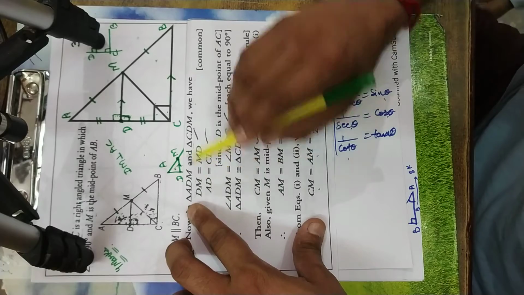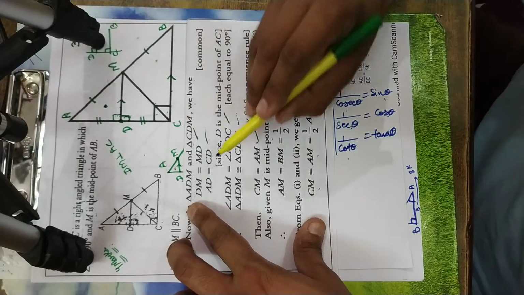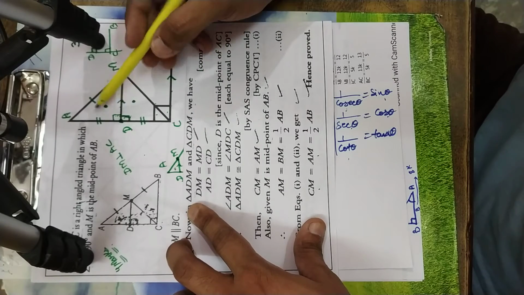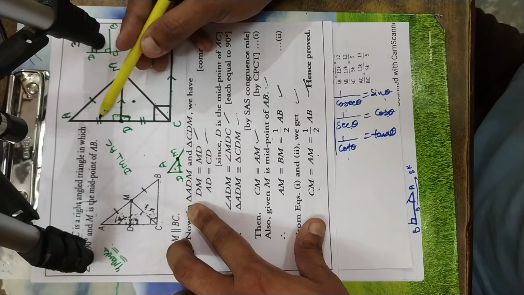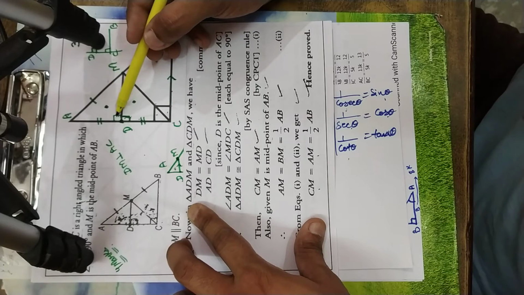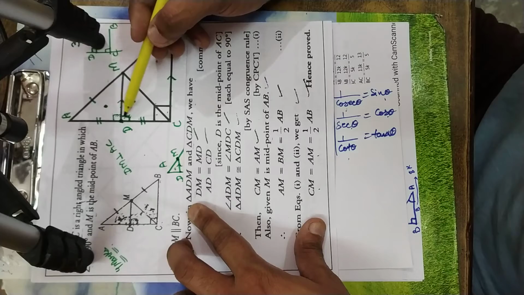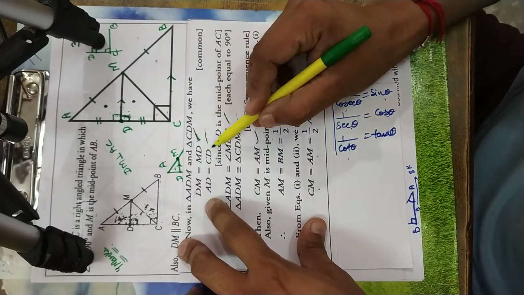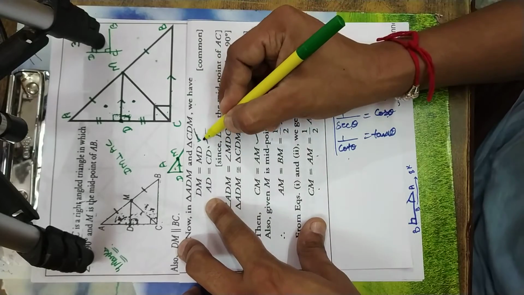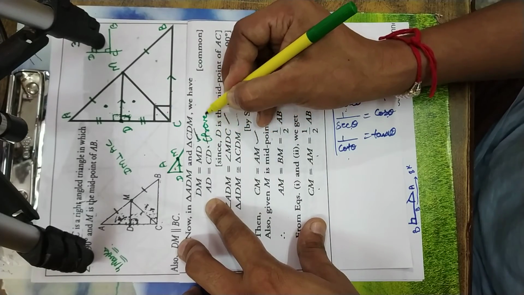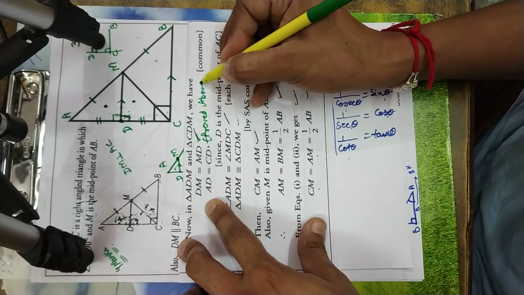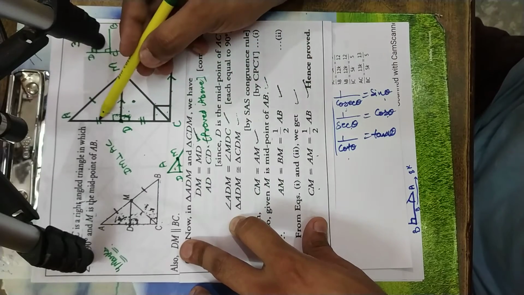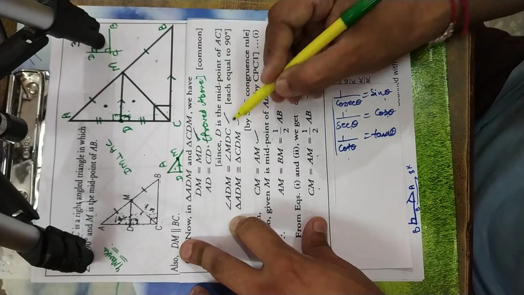In triangle ADM, this one triangle, and triangle CDM, this one triangle, these two triangles: AD equals DC, we have proved above. This angle is 90 degrees, this is also 90 degrees, both are 90 degrees. And DM is a common line. So by side angle side, both triangles are congruent.